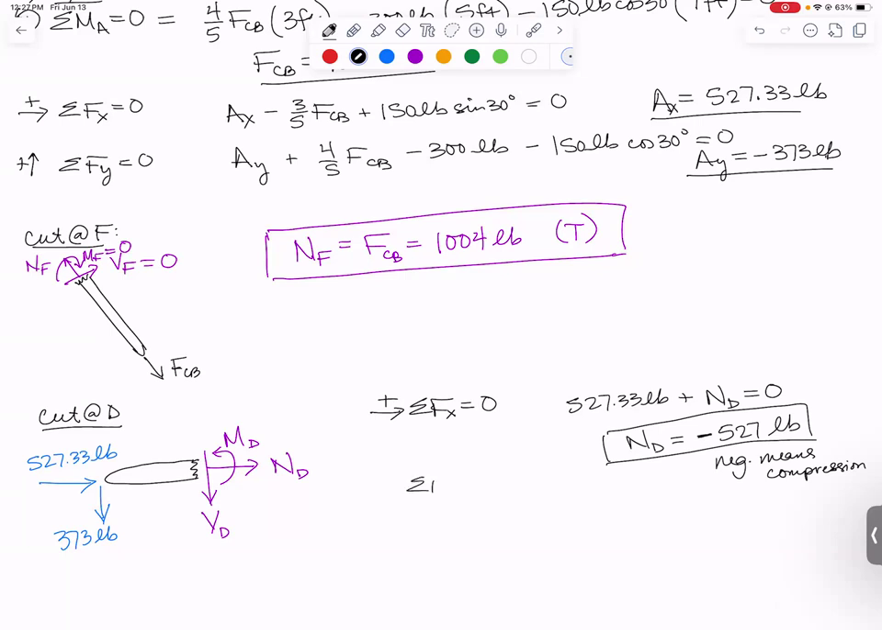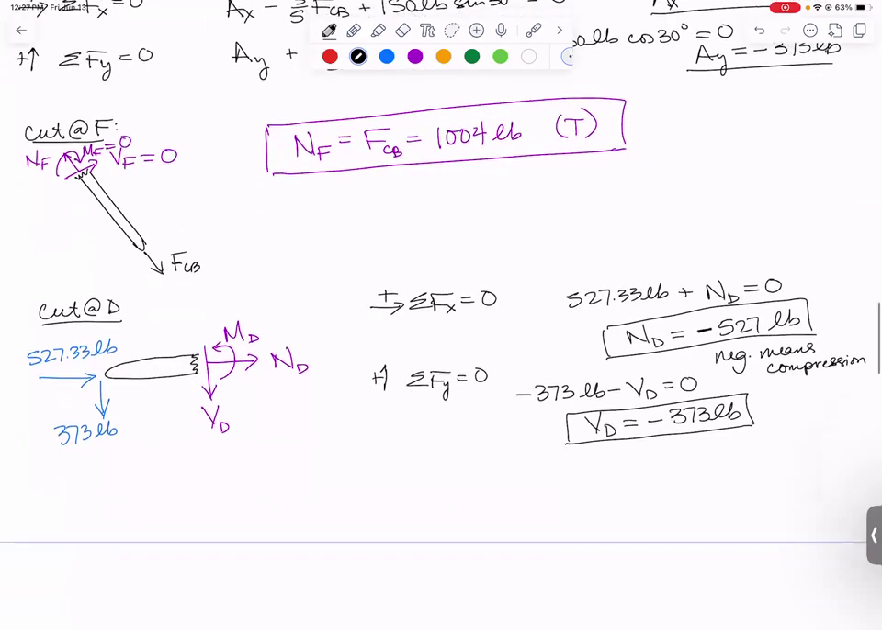The summation of forces in the y direction next. I've got minus 373 pounds minus the shear force at point D equals 0. Solving, we get the shear force at D is also negative, comes out to be minus 373 pounds. That negative simply means, did it follow the positive or the negative sign convention?